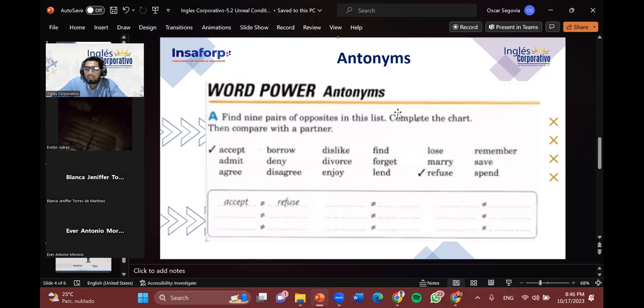When we talk about antonyms, we are referring to two words that are opposites. Opposites to, of course, the original words. So now, the job that we're going to have right now is that we can go ahead and try to find the opposites. We have one example here. We have accept and refuse.